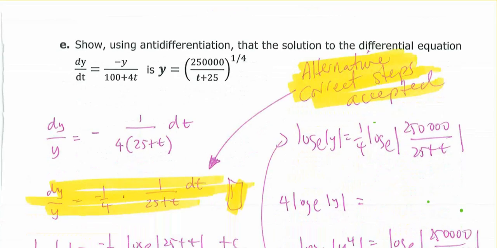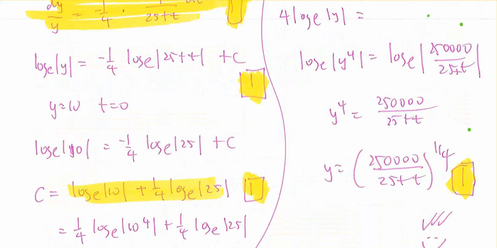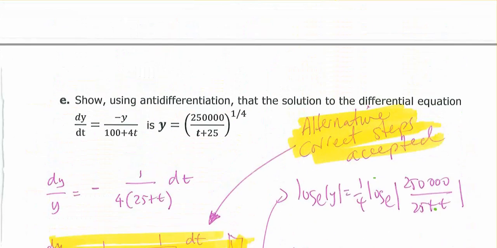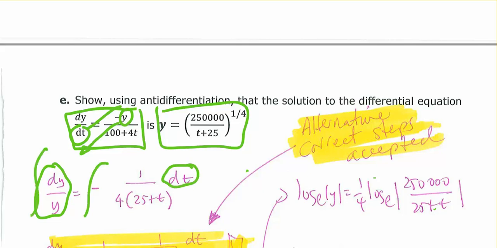So to the questions that you have, if I go down to 7E, show that the anti-differentiation, so that the solution to this is this. That's what this question's asking. So I'm using separation of variables. I'm moving the y down here to get dy on y, and I'm moving the dt up here to get the dt over here, and I'm integrating both sides with respect to each of its variables.